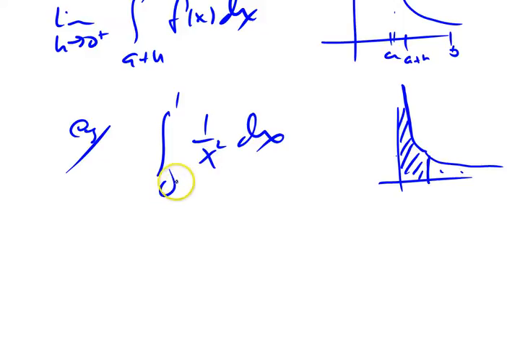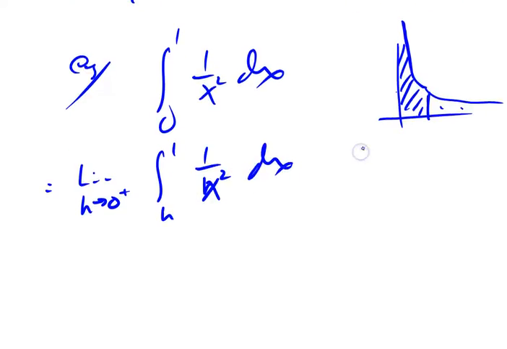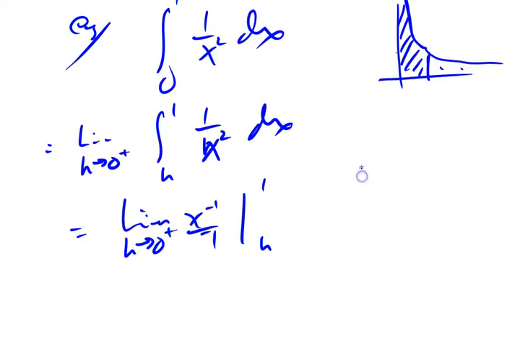So 0 plus h would just be an h. So I'm looking at the limit as h goes to 0 from the right of the integral from h to 1 of 1 over x squared dx. So that's an x to the minus 2. It integrates to x to the minus 1 over minus 1, evaluated between h and 1, and take the limit as h goes to 0 from the right. So this is minus 1 over 1 minus minus 1 over h. Again, I'm still taking the limit as h goes to 0 from the right.